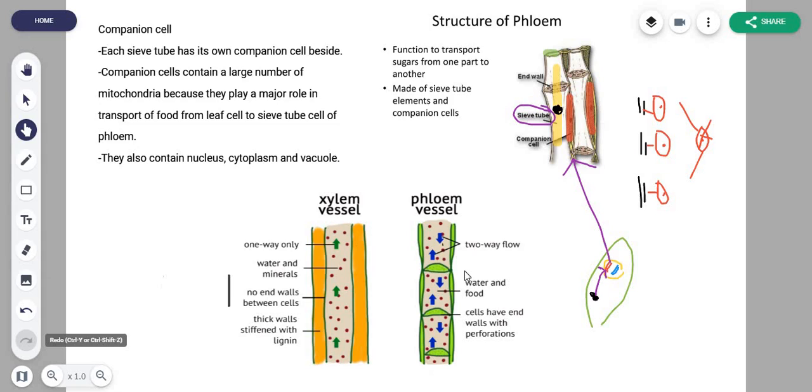After that we'll be done with this chapter. Then we can start with transport in humans, or we can do digestion. Whatever is convenient for everyone, we'll be working on that, but I'll be making a video on every single chapter, so don't worry about that.